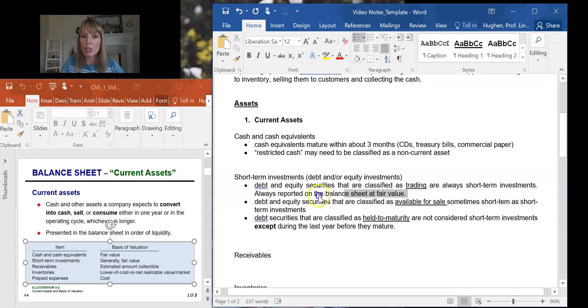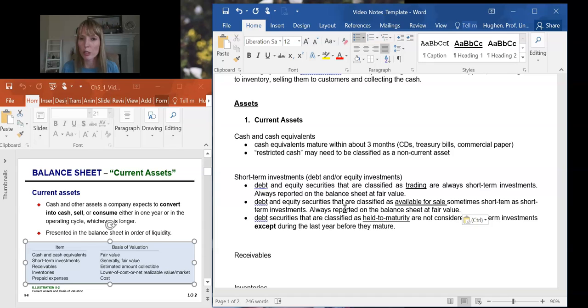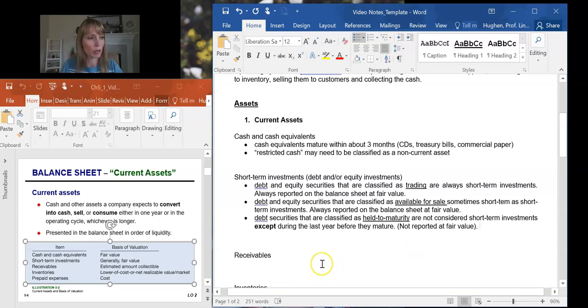Debt and equity securities that are classified as available for sale are also always reported on the balance sheet at fair value. Debt securities that are classified as held to maturity, rather than discussing how they're accounted for, let's just say are not reported at fair value. We don't care about the market movements in debt securities if they're going to be held until they mature.